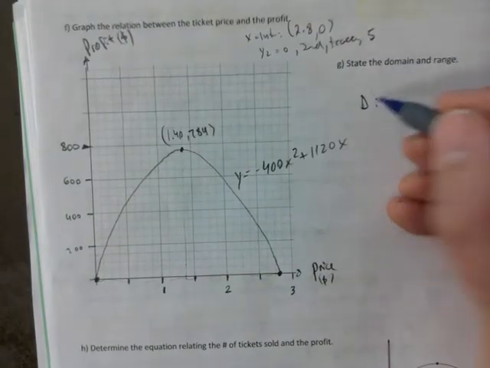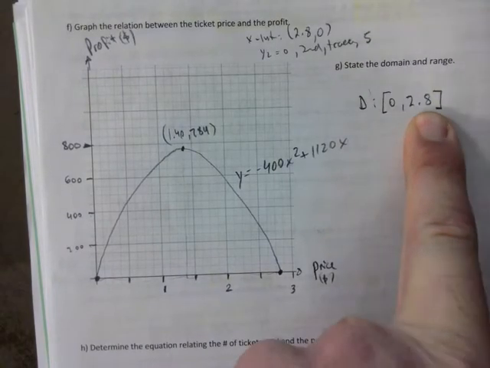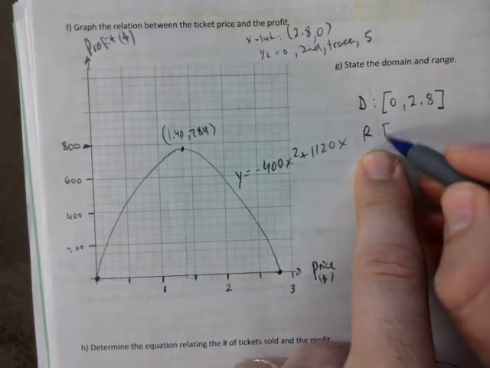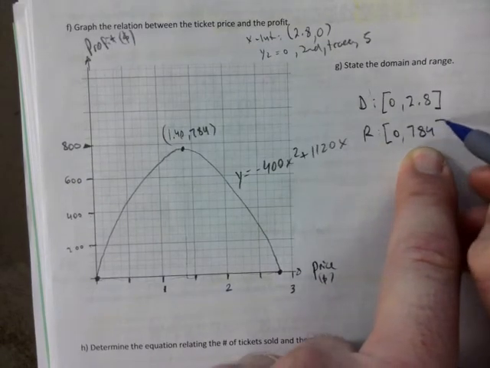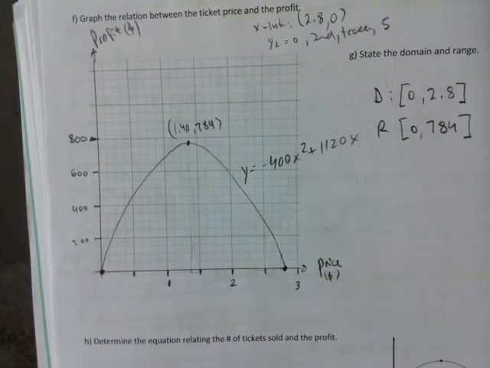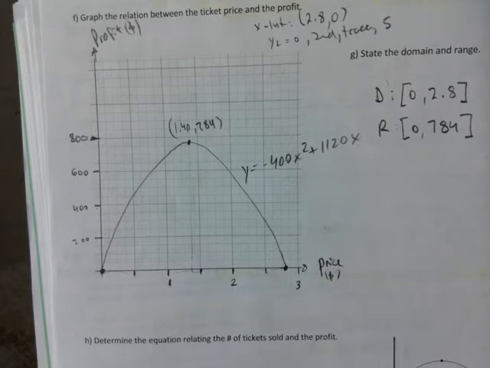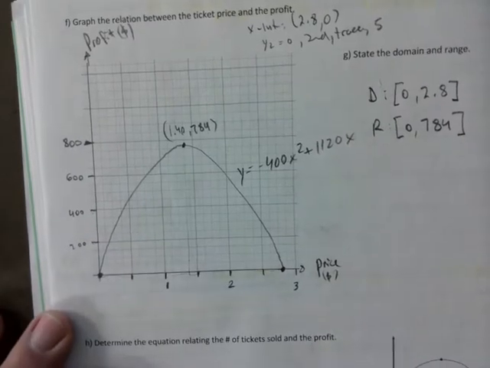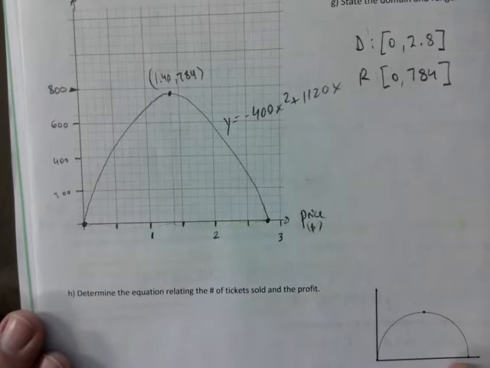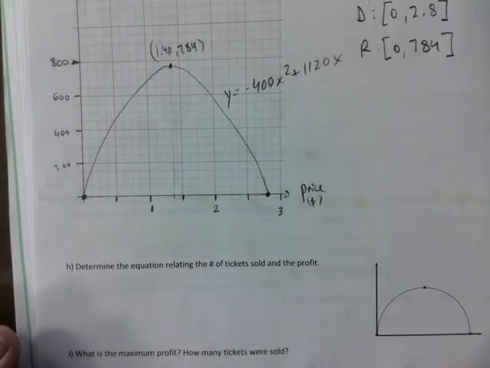Domain and range, let's do that quick. Everything is so quick. Okay? 2.0 to 2.8, and the range would be 0 to 784. Because of course you could be making $0, right? If you're not selling anything, or you're overcharging, you wouldn't be selling anything either. So those are the acceptable domain and range values. I'm going to try to leave that up there, the domain and range, so try to copy that.